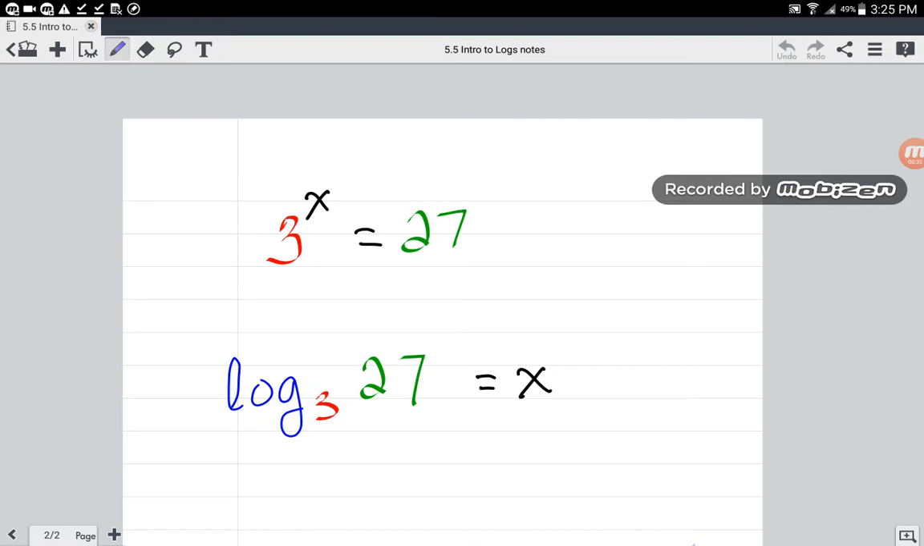And the relationship between the two, I have them here in color. The base of the exponent is going to be the same as the base of the log. The exponent in the exponential equation actually turns into the answer with a logarithm, and the answer to an exponential is the argument or inside the log. And it's a little confusing until you do them.